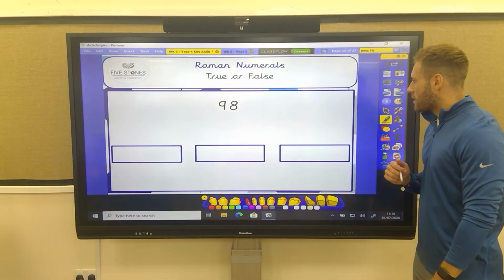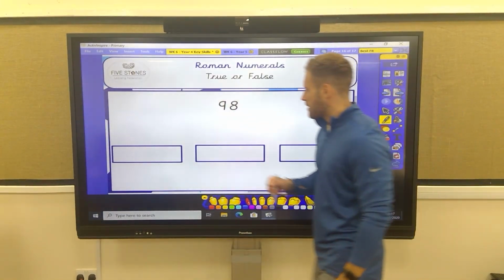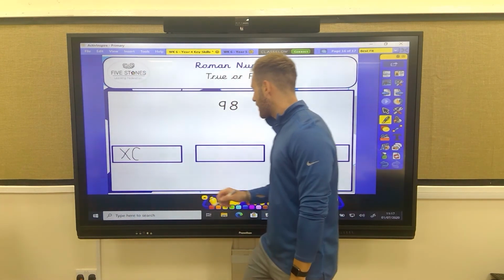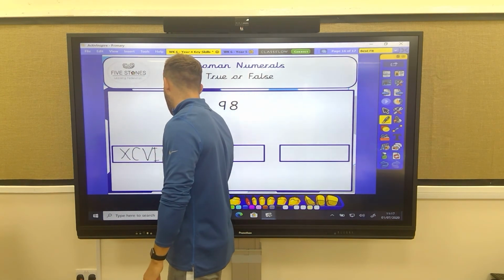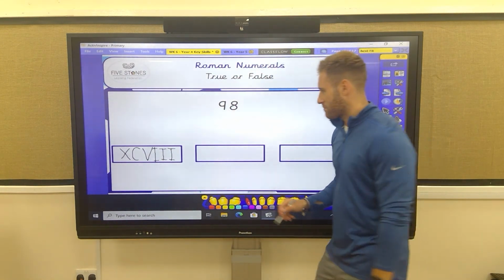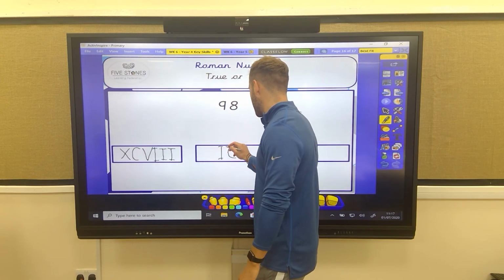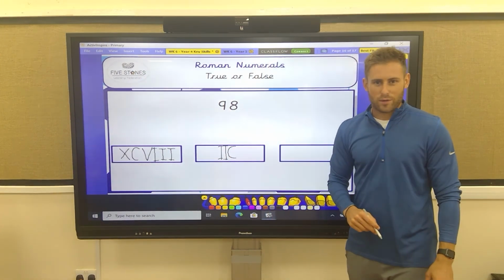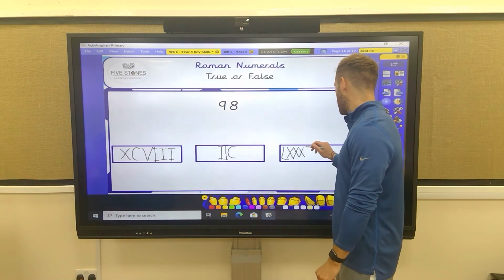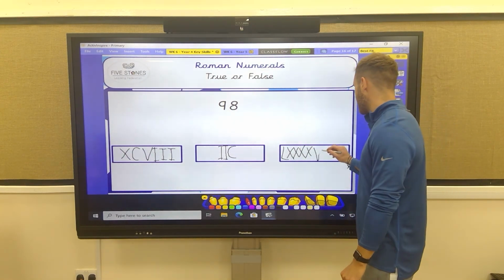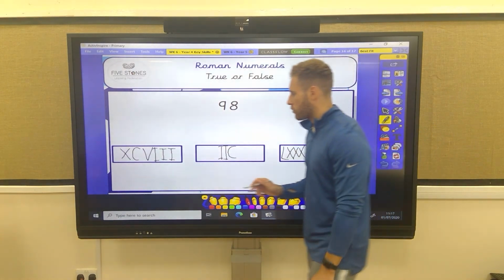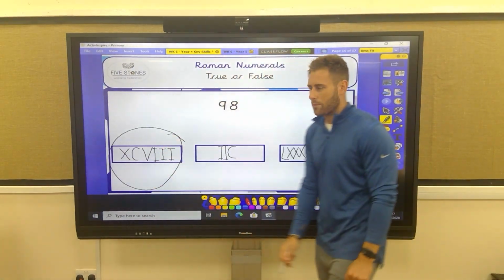Fantastic. So hopefully we can look at 98 being 10 before 100 gives us our 90, and then our 8 being our V, I, I, I. That will be our true representation of 98. You might trip someone up by going 2 before 100, but we know it doesn't work like that. And some people might actually go L, so we've got our 90 there, then go for our 8. So there are lots of ways that we can trip up with Roman numerals. So this will be our true representation.